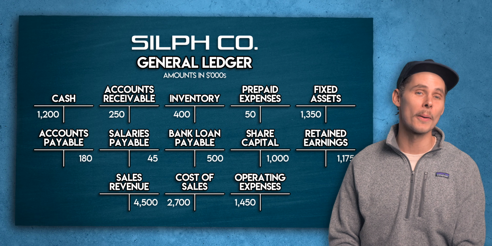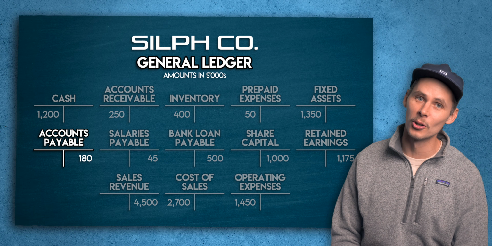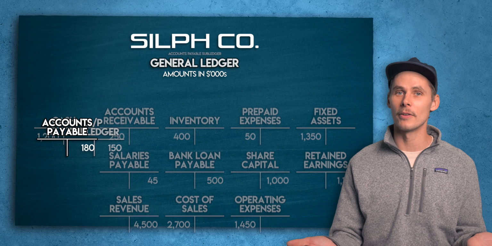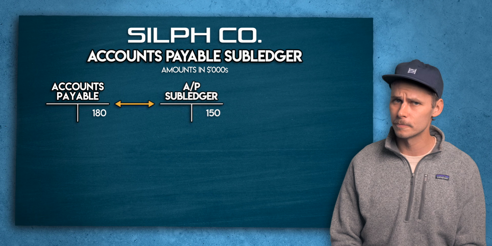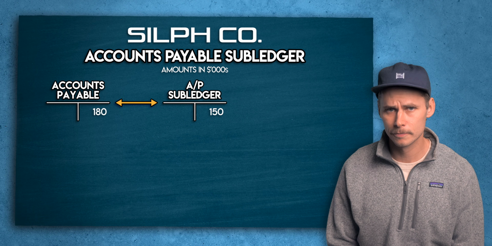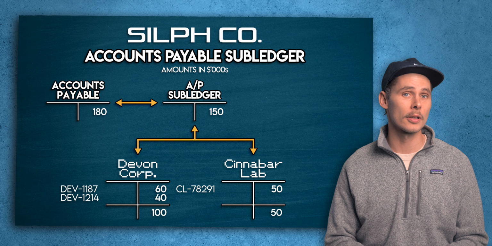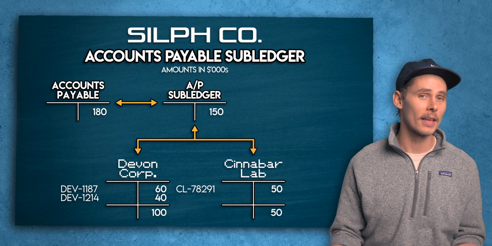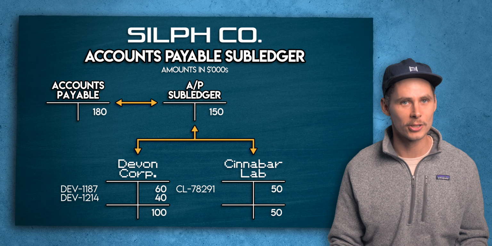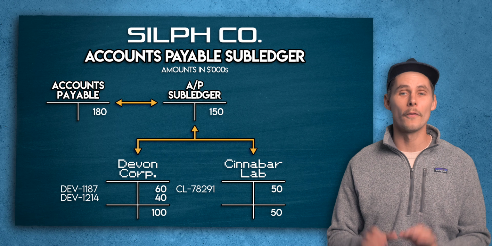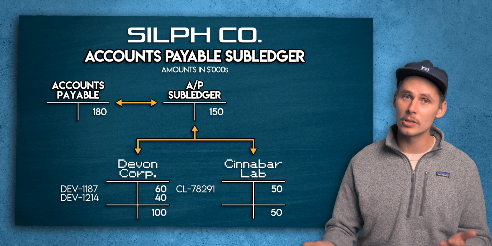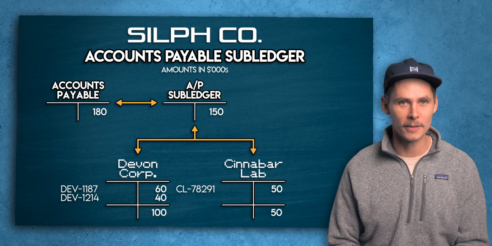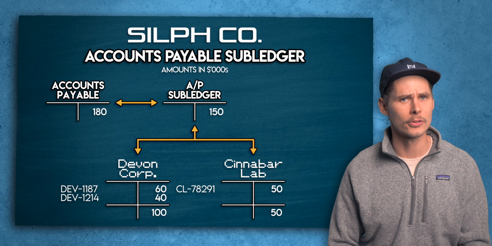The control account shows a balance of $180,000 in the general ledger. Now let's check the Accounts Payable Subledger and see if everything's correct. The 2 should match. Unfortunately, they don't. Silph Co owes money to 2 suppliers, $100,000 to the Devon Corporation spread across 2 invoices, and $50,000 to the Cinnabar Research Lab. That gives a subledger total of $150,000, but the control account shows $180,000. The two records don't agree. So where's the missing $30,000?